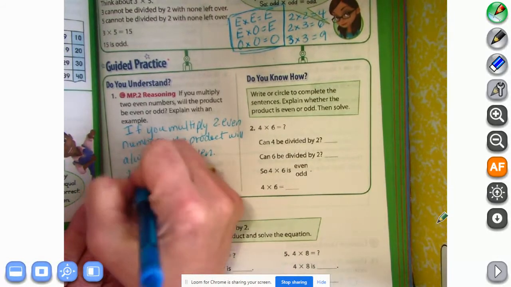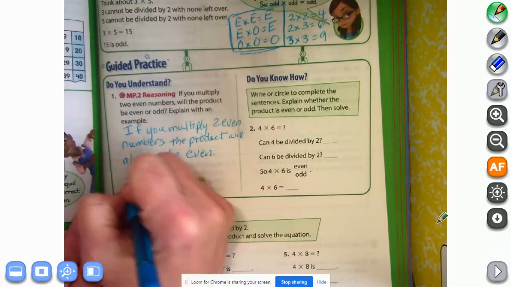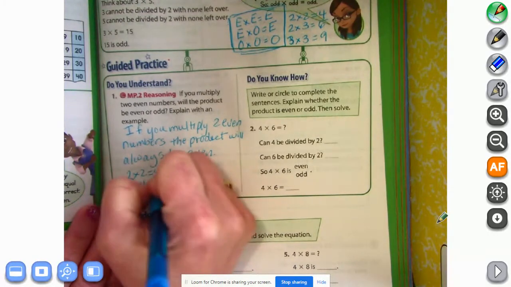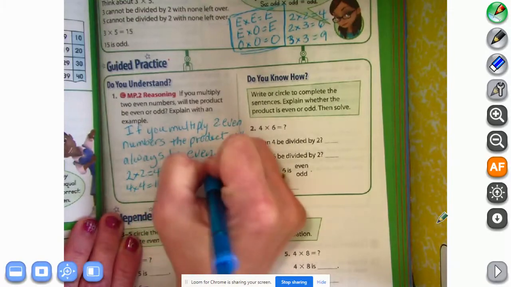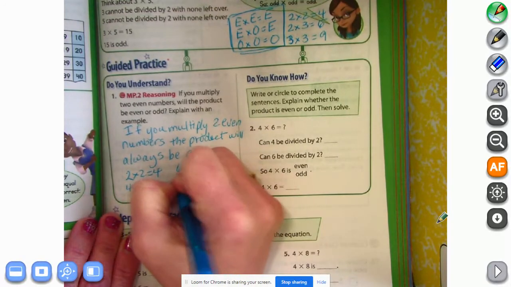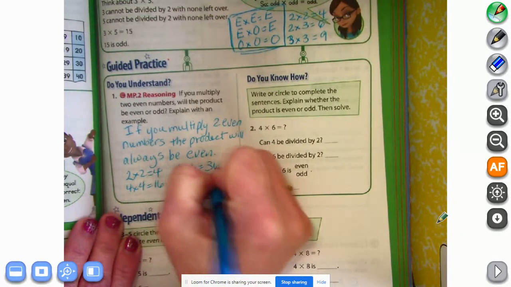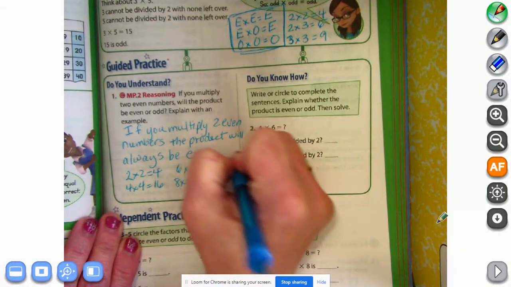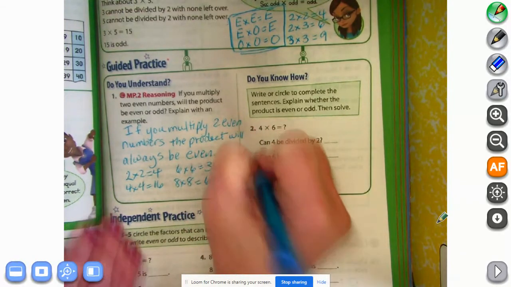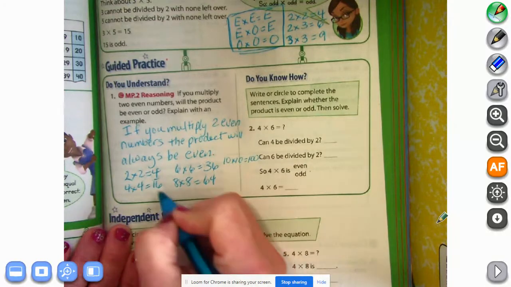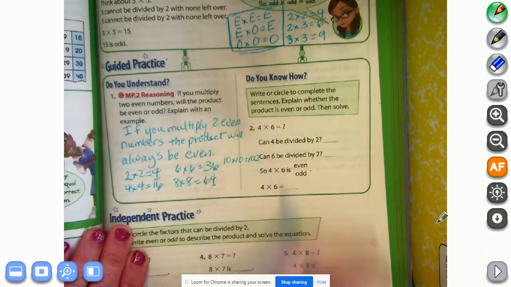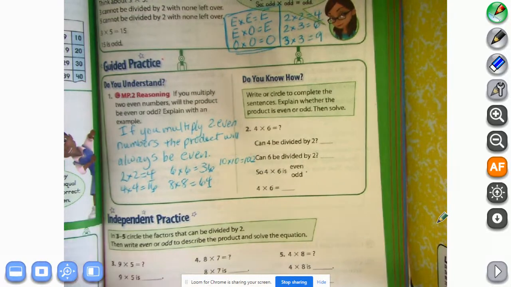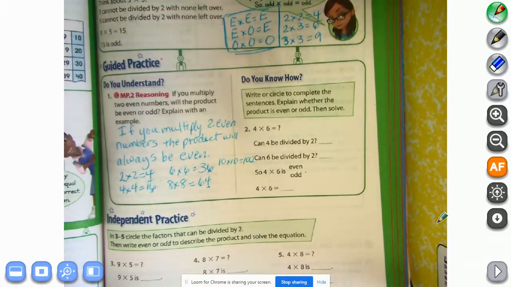Okay. All right, so for example, 2 times 2 equals 4. 4 times 4 equals 16. 6 times 6 equals 36. And 8 times 8 equals 64. And 10 times 10 equals 100. All right, so 4 is even, 6 is even, 6 is even, 4 is even, and 0 is even. So there's some examples right there. You go ahead and pause if you need to get that written down.